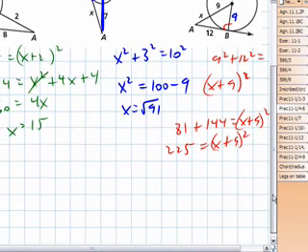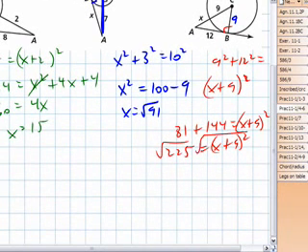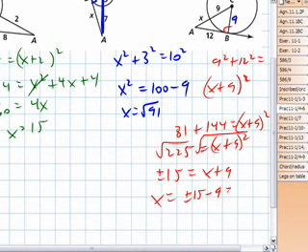A couple ways to do this problem. An easier way is to take the square root of both sides. Plus or minus 15 is x plus 9. So x is plus or minus 15 minus 9, which is 6, or negative 24, which doesn't make any sense. You get x is equal to 6.